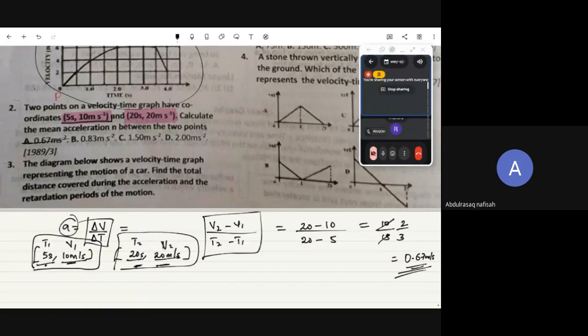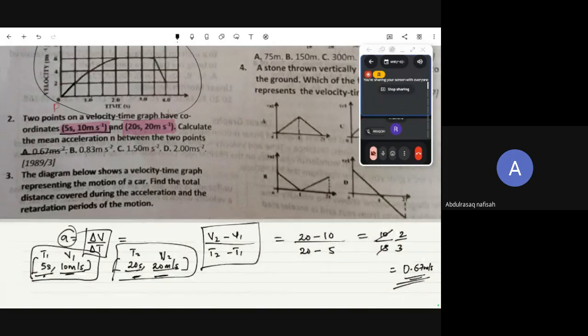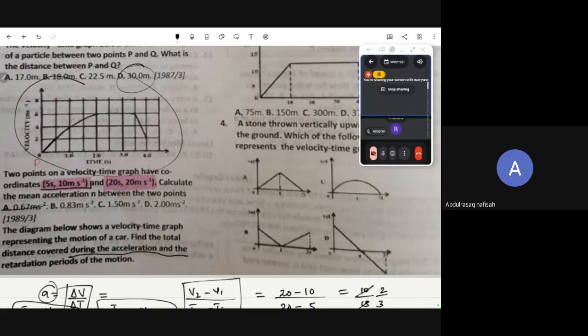Question 3 says, the diagram below shows the velocity time graph representing the motion of a car. Find the total distance covered during the acceleration and retardation period of the motion. Okay, it's a very good one.